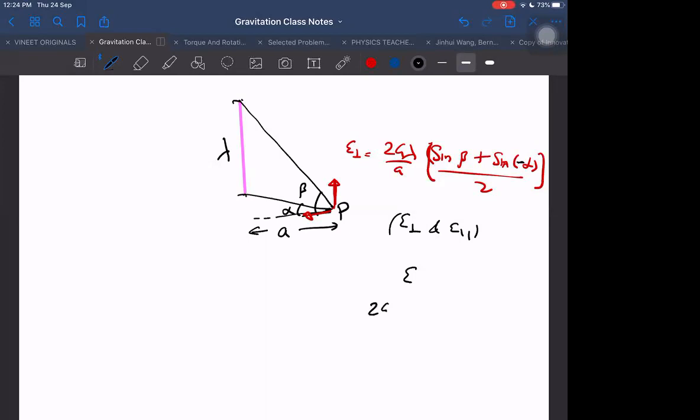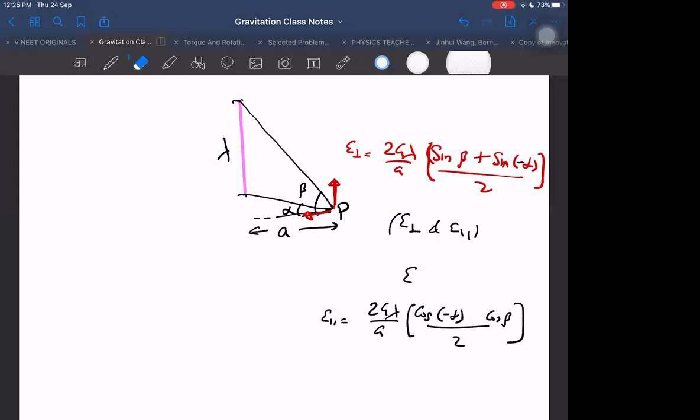In cos, E parallel will become 2G lambda by A into cos alpha plus cos beta by 2? Cos of minus alpha plus cos of beta by 2? But cos minus alpha is also cos alpha. Is it minus or plus? Actually cos beta minus cos alpha, sir? I don't remember beta minus alpha or alpha minus beta. Remember cos of smaller angle minus cos of larger angle. Cos of smaller angle minus cos of bigger angle. Then do you remember this: cos alpha minus cos beta by 2.